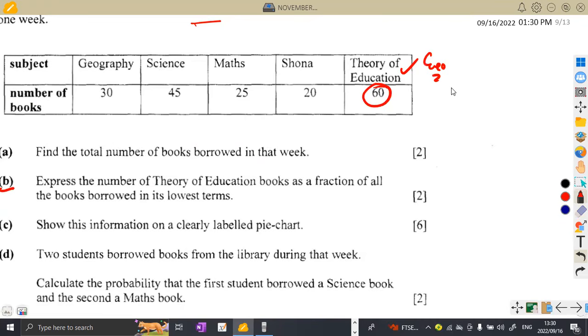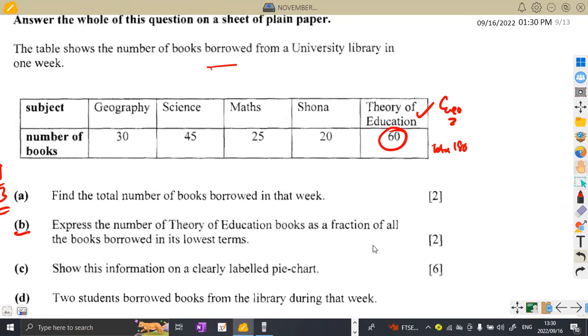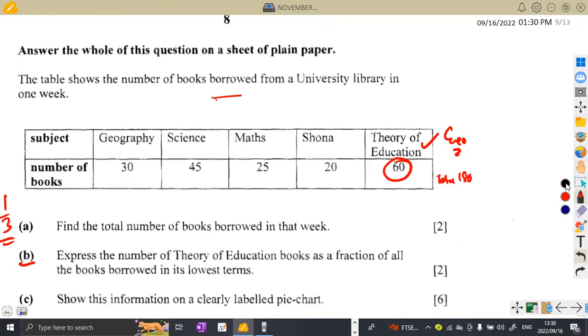So geography here, how many books did we borrow for geography? Remember our total here, our total was 180. So to find theta, which is the angle of a sector, it is given by this formula. Theta, the angle of a sector, is the frequency for that book or that portion that you're talking about over the total frequency. Whatever you get, you multiply by 360. Remember, it's a circle, so angles add up to 360.